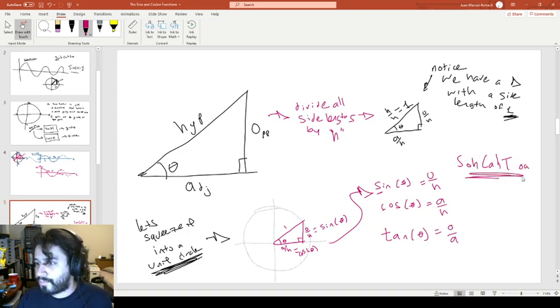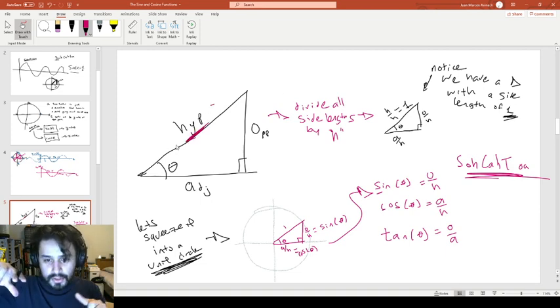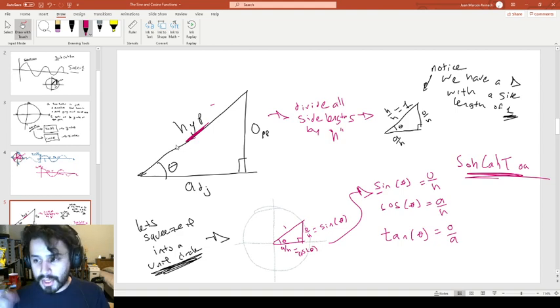SOHCAHTOA. And the reason why this works is because by dividing all the side lengths of the triangle here by H, we're rescaling the triangle. And by rescaling the triangle, we're able to squeeze it into a unit circle, and then we're able to use our tools for sine and cosine to solve anything that we might need using SOHCAHTOA.